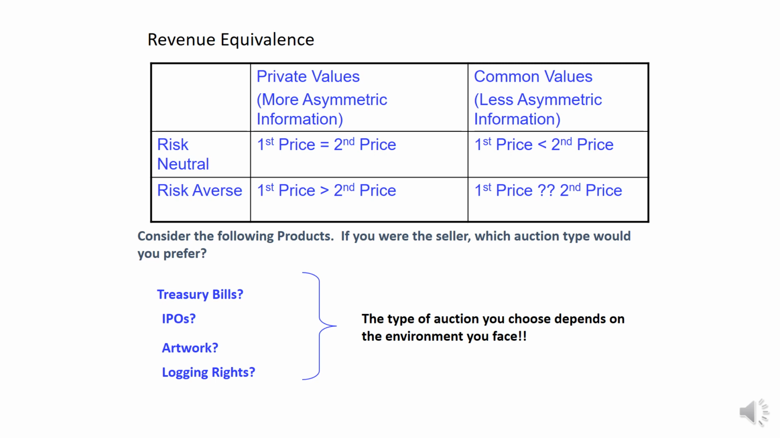What we see is different types of auctions taking place for different goods and services. And the type of auction depends on what we're trying to do. Artwork we typically see as an English auction. IPOs, similarly, English oral auction. Logging rights we might see as a sealed bid auction. The type of auction that the auctioneer chooses depends on the environment they face.